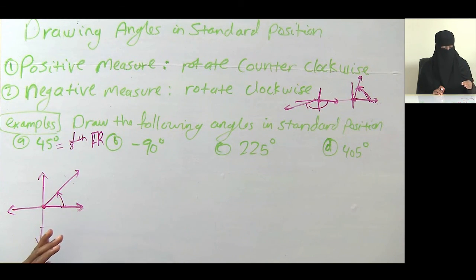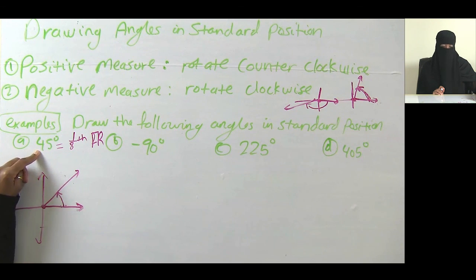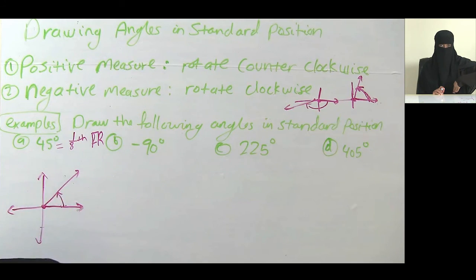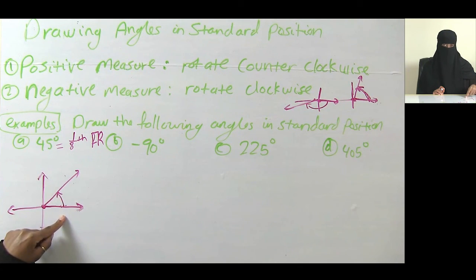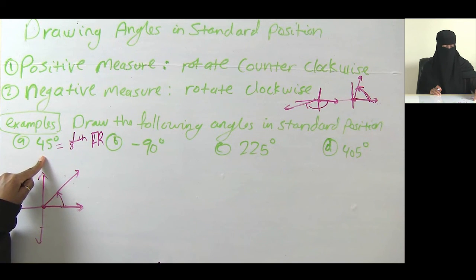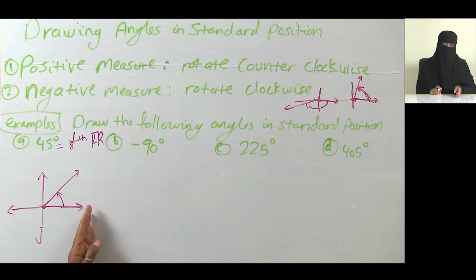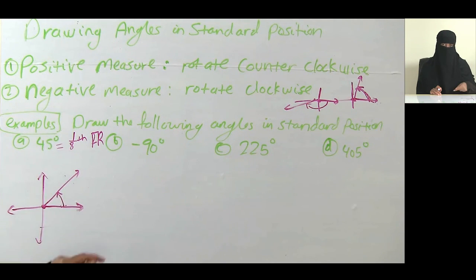Okay, so remember, you're always worrying about two things. One, am I positive or negative? Positive means you're going to be rotating counterclockwise. Negative means you're rotating clockwise. Second part is, how much am I rotating from my initial side? With 45 degrees, you're asking yourself what fraction of a full circle do I have to rotate? In this case, 45 is 1/8 of a full rotation because it's 1/8 of 360, and this is about 1/8.